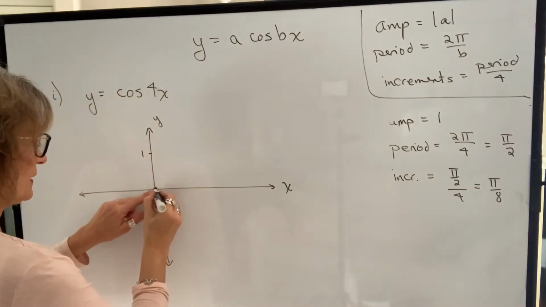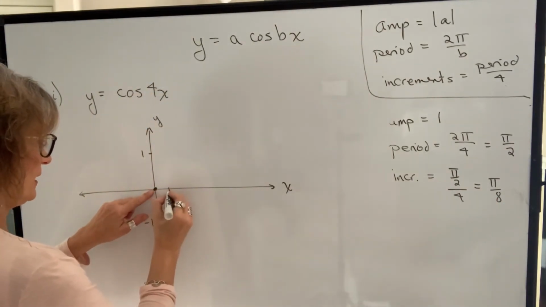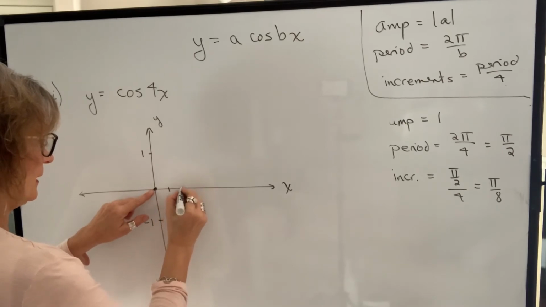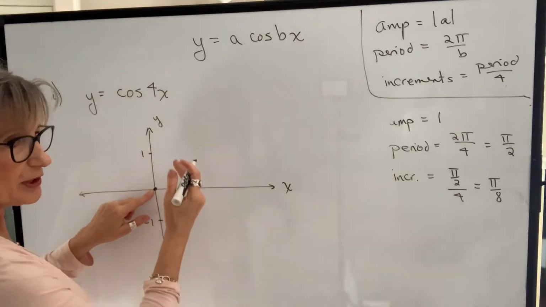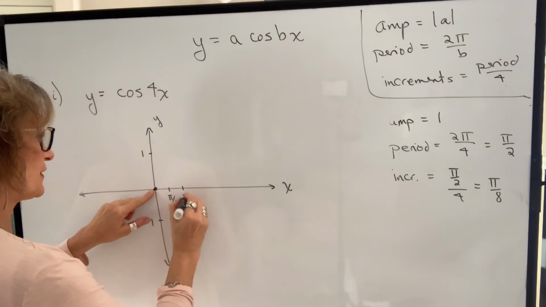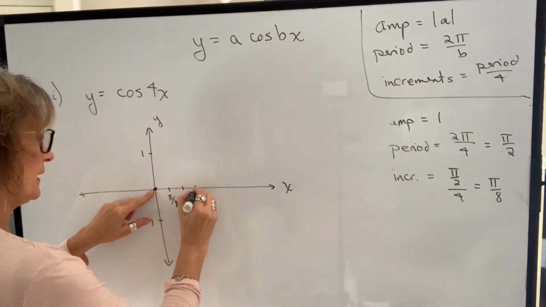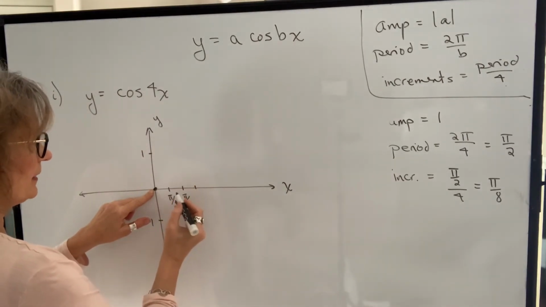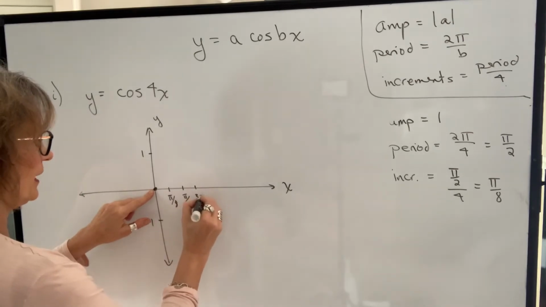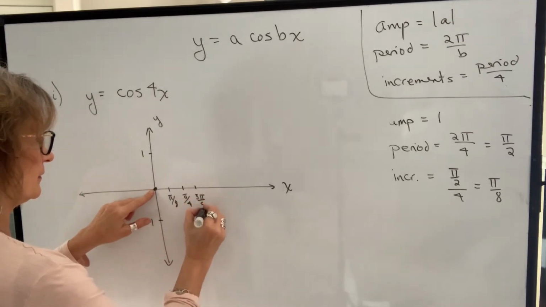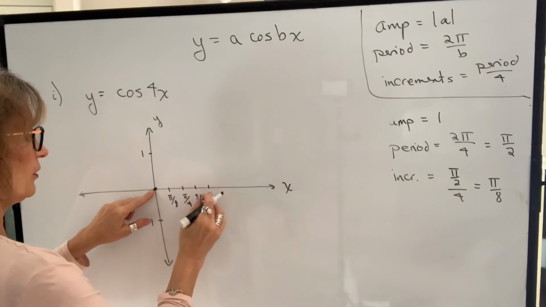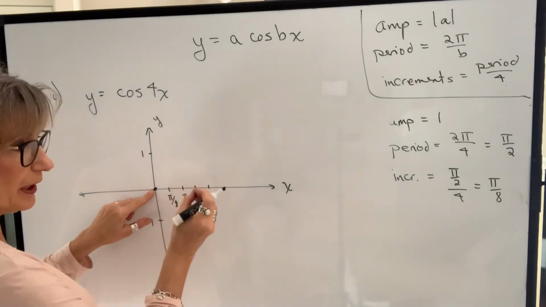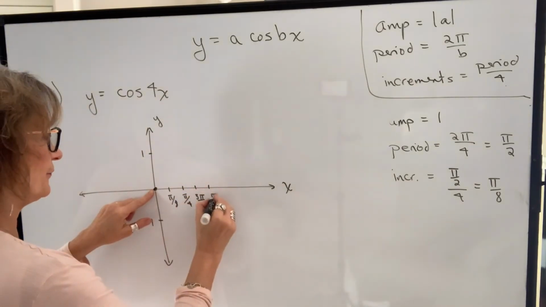So when I start at 0 and I increase by pi over 8, it will be pi over 8. Then another pi over 8 will be 2 pi over 8, which I can reduce to pi over 4. Another pi over 8, add to this, gives me 3 pi over 8. And I add pi over 8 to this, that will be 4 pi over 8, which is pi over 2.